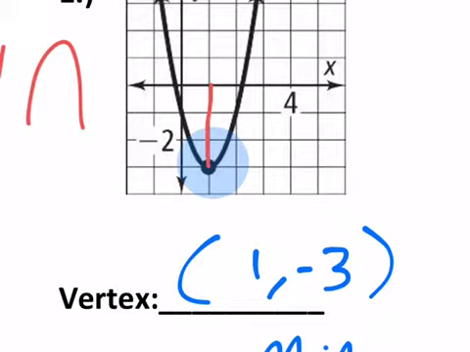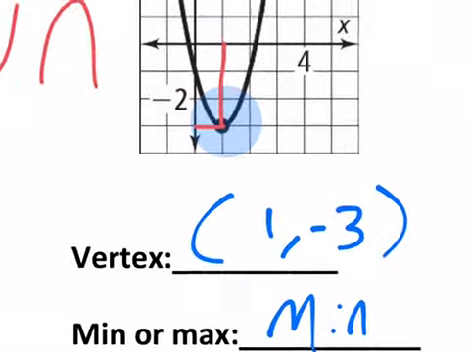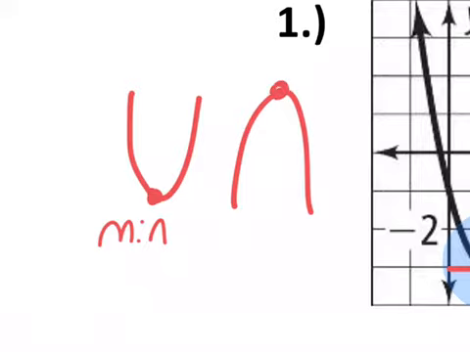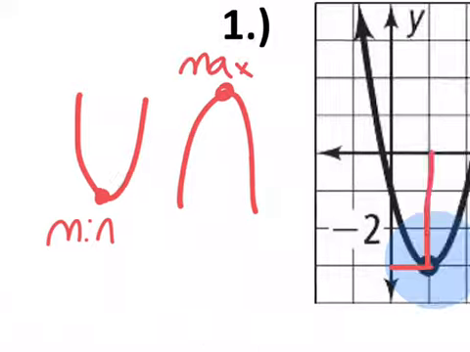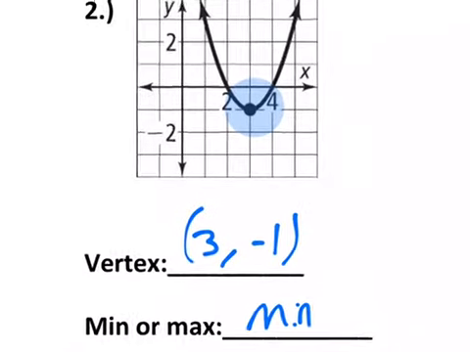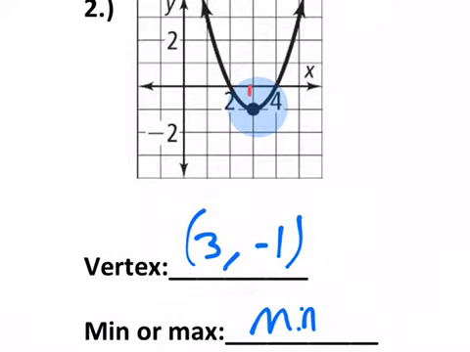So this is an x-coordinate of 1, y-coordinate of -3. And it's a minimum because minimum just means smallest. So you'll have a minimum if you're the bottom of the parabola. You'll have a maximum if you are the top of the parabola. This one's also a minimum. It's at the x-coordinate of 3 and the y-coordinate of -1.